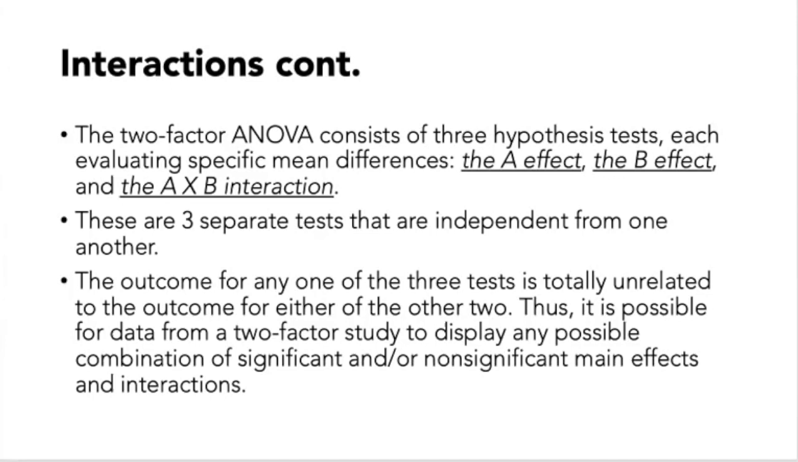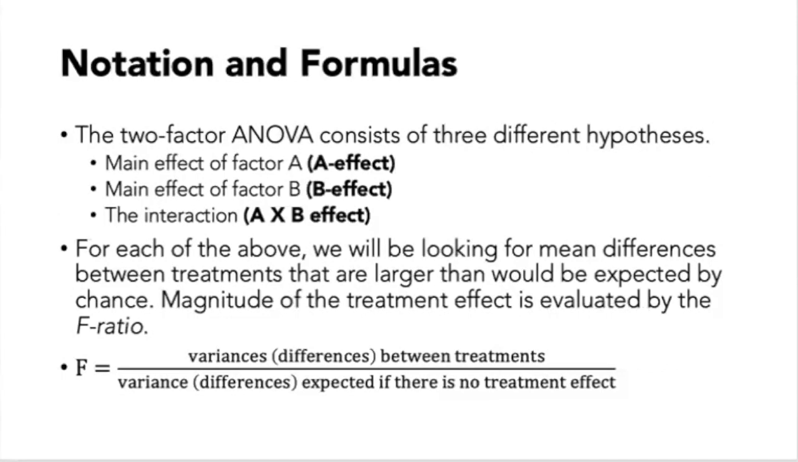Even though in SPSS and JAMOVI you get the output together, these are independent tests. They are independent from one another. The outcome for any one of these three tests is totally unrelated to the outcome of either of the other two. So because of that, you could see that some of these are going to be significant and some of these are not going to be significant.